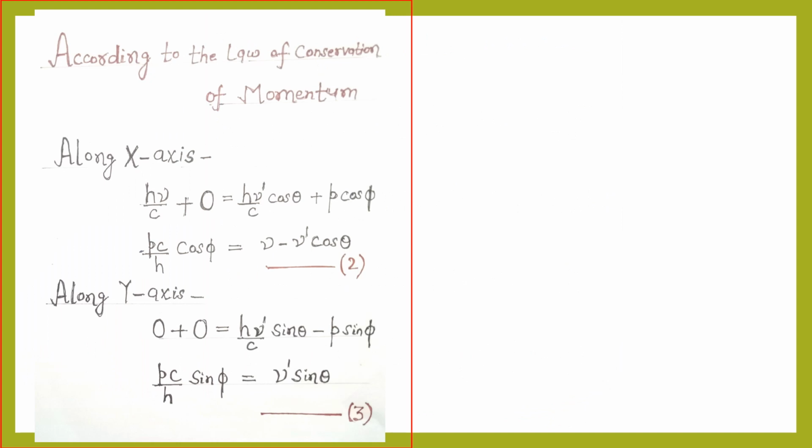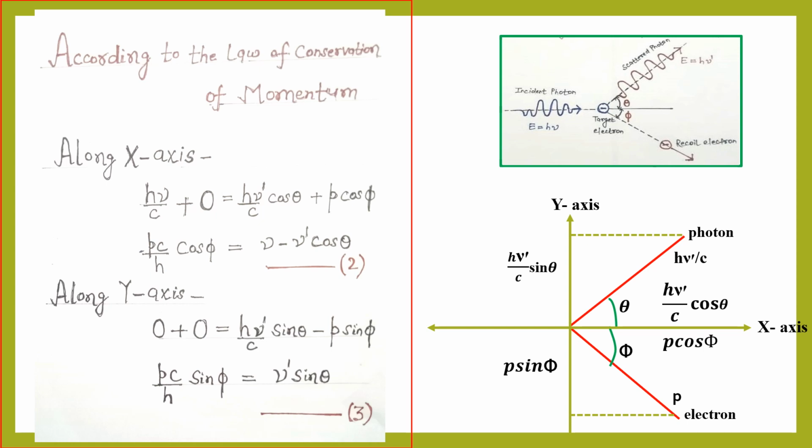Now let us apply the law of conservation of momentum. Since momentum is conserved in two mutually perpendicular directions, we can take the projection along the x-axis and y-axis. In the right hand side of the figure, the projection of the term hν'/c along the x-axis is (hν'/c)cos θ, and along the y-axis it is (hν'/c)sin θ. And for the electron momentum, its projection along the x-axis is p cos φ, and along the negative y-axis it is −p sin φ. So along the x-axis, before and after collision, momentum is hν/c + 0 = (hν'/c)cos θ + p cos φ. After simplifying it, we get equation number 2. And along the y-axis, before collision momentum is 0 for both the photon and electron, but after collision it is (hν'/c)sin θ − p sin φ, and we get expression 3.